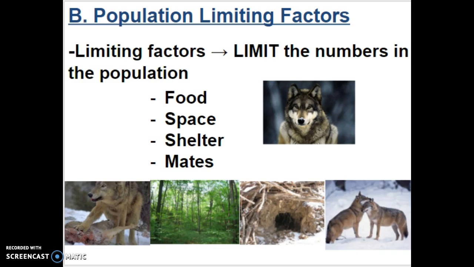Shelter as well. Foxes, or coyotes rather, live in dens, and again, the amount of den space can also limit the members that are in the pack, and the number of mates can also limit numbers. If there is a rather small female to male ratio, then in some cases, the less mating there is going on, the fewer members of the next generation will appear. So the big four limiting factors are food, space, shelter, and mates.